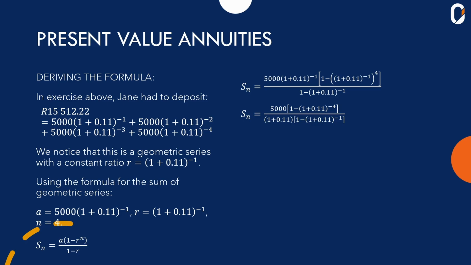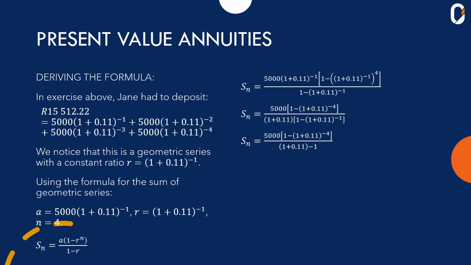And doing everything I've just said, I will have Sn is equal to 5000[1 - (1 + 0.11)^-4]. Again, the numerator is unchanged. And now we will have for the denominator (1 + 0.11) - 1, because again, (1 + 0.11) multiplied by 1 is the 1 + 0.11, and (1 + 0.11) multiplied by (1 + 0.11)^-1 becomes 1. And the negative sign is the sign that's in between the values.